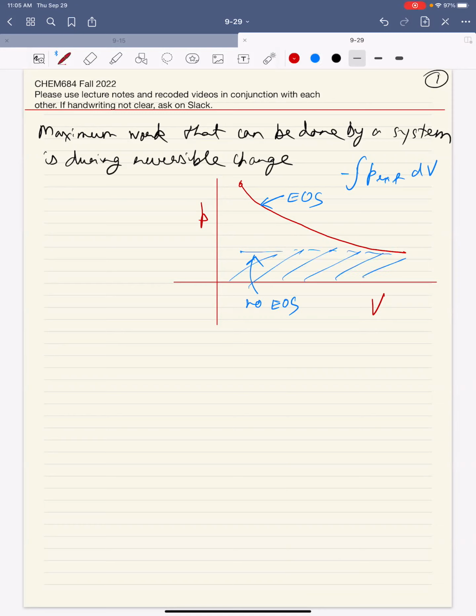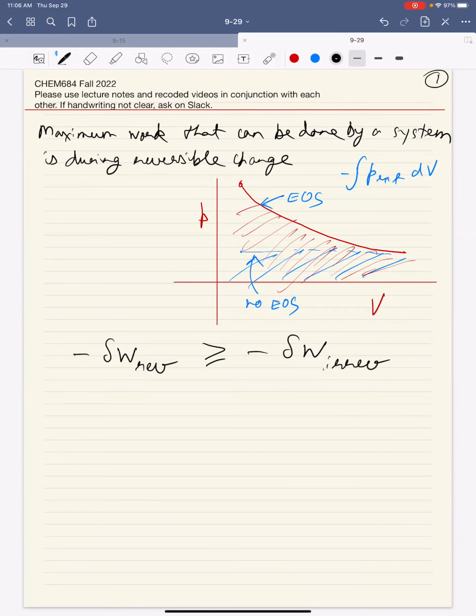And as you can see, the red one has higher area under the curve while the blue one has lesser area. So this showed that you can get more work out of a system if the change is reversible. Now this we proved for a specific case, right? We assumed it is an ideal gas, and it's an isothermal expansion. We assumed these two things. But the main message here was that minus delta W reversible is more than or equal to minus delta W irreversible.